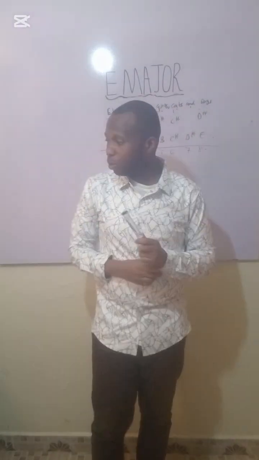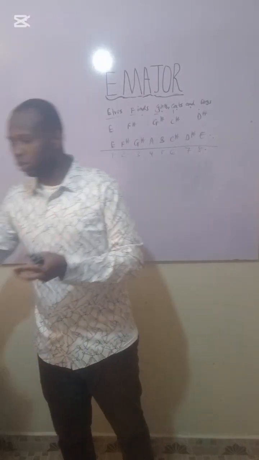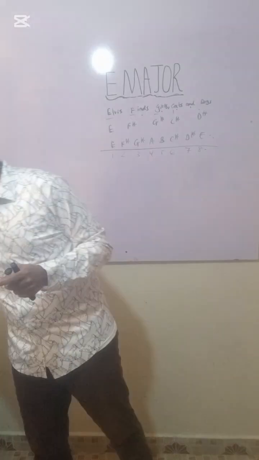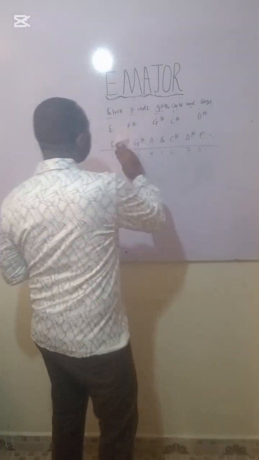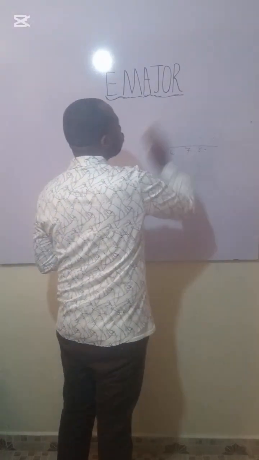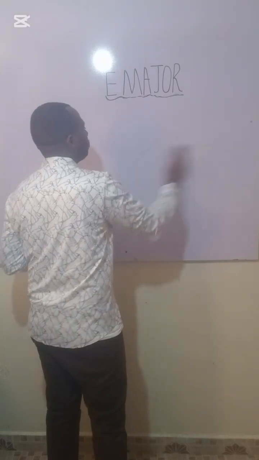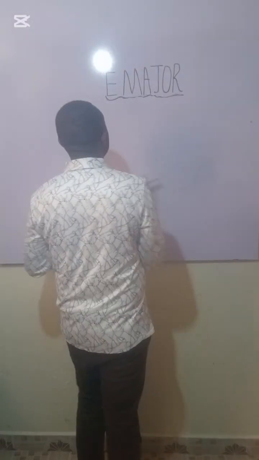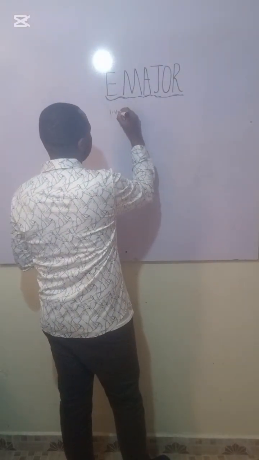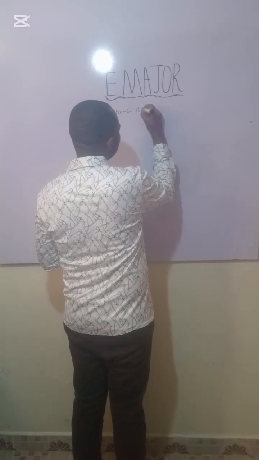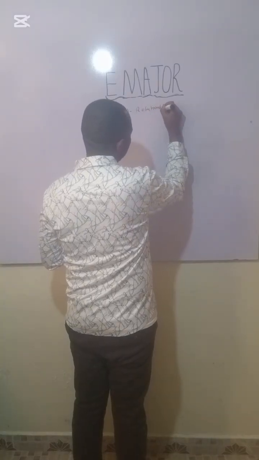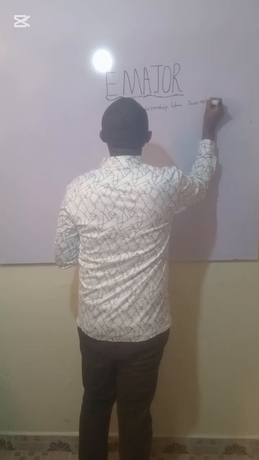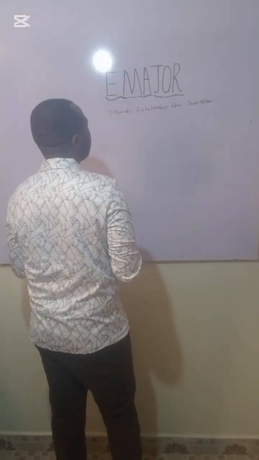So now to our fourth question. What is the interval pattern in a major scale? A very good question. So guys, it's very important to understand that intervals are the relationship between two notes. So now, what are the intervals in a major scale structure, or in the E major scale?